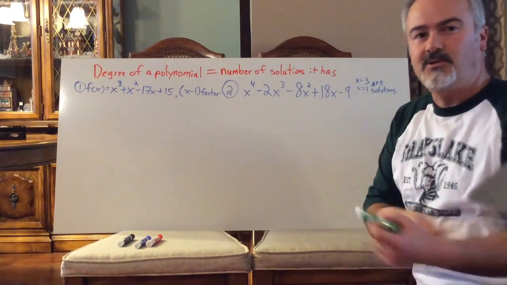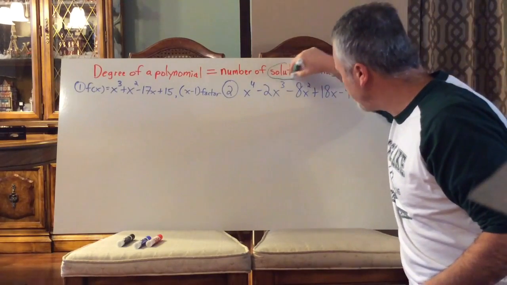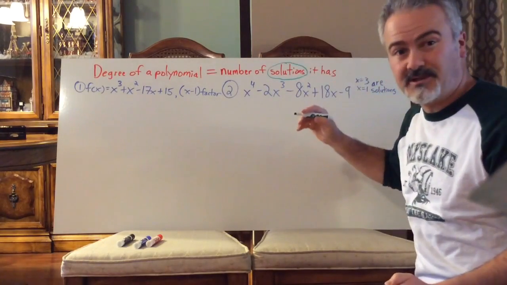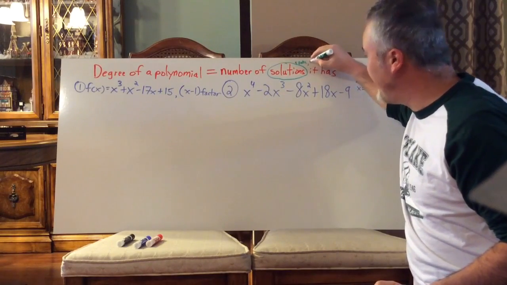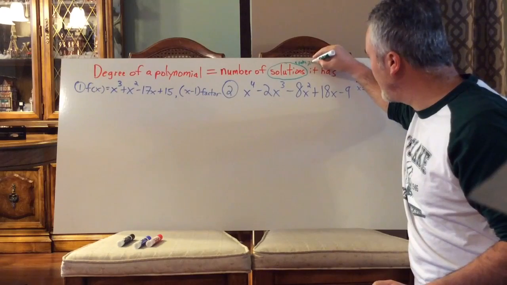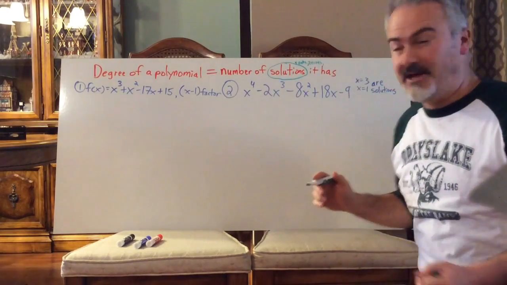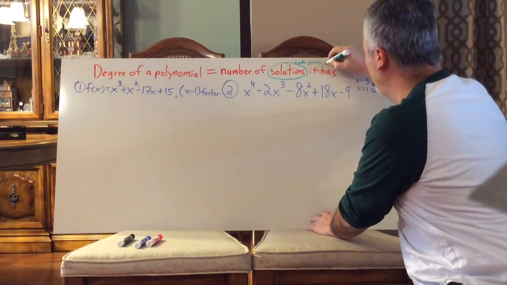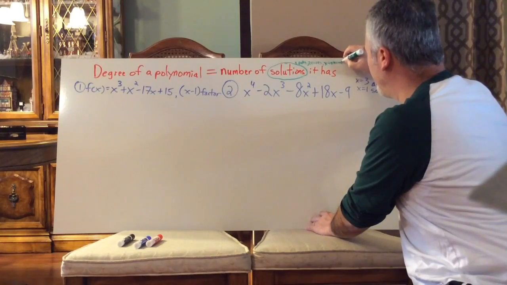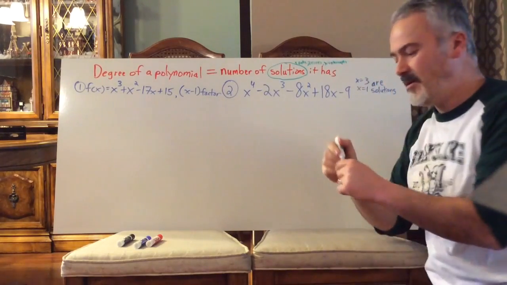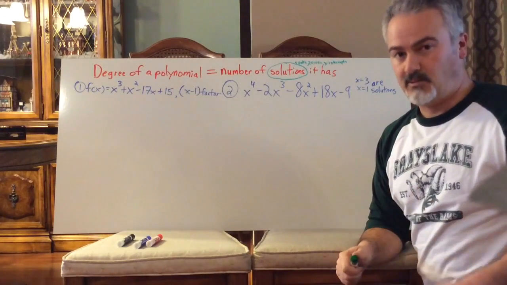And we've talked about solutions. There's other words that mean solutions as well. So we could say solutions, we could say roots, we could say zeros, we could even say x-intercepts. Now, solutions, roots, zeros, x-intercepts, they don't always have to be real numbers.